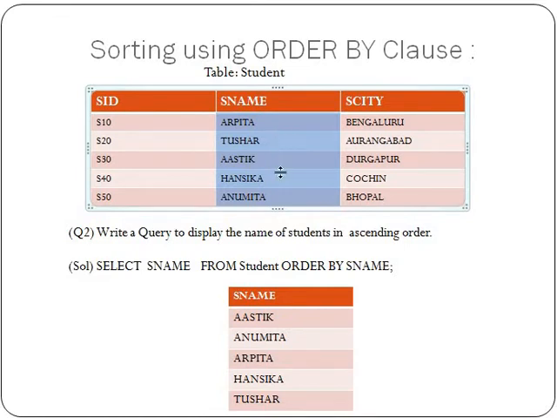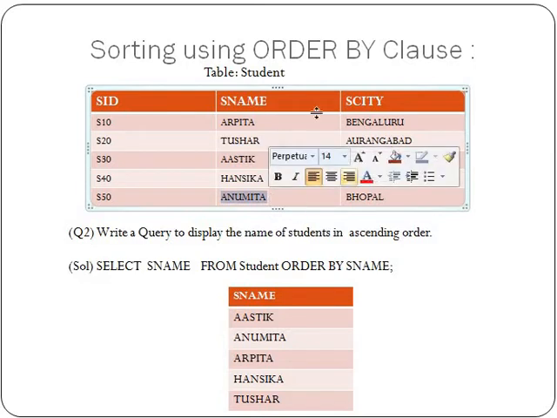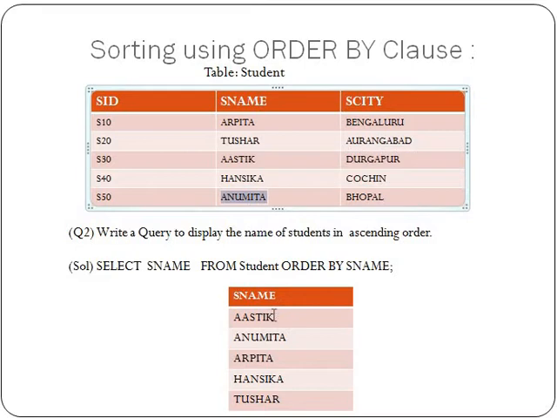Now if we are to arrange these entries in ascending order, the first entry will be the entry starting with the letter A. Now there are 3 entries starting with the letter A. First one is Arpita, second one is Astik, and the third one is Anumita. So which entry out of Arpita, Astik and Anumita is going to appear first in the output table?